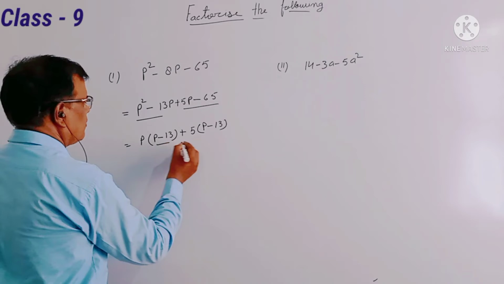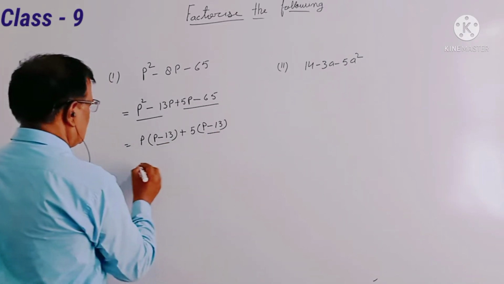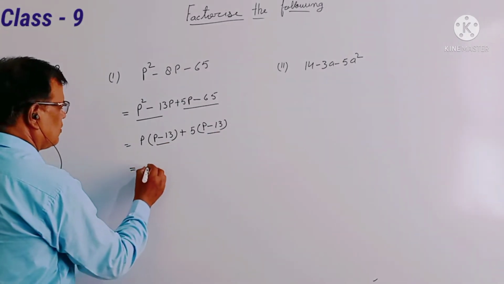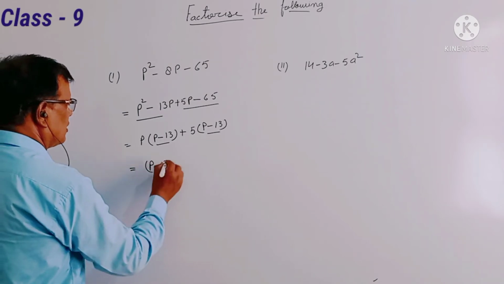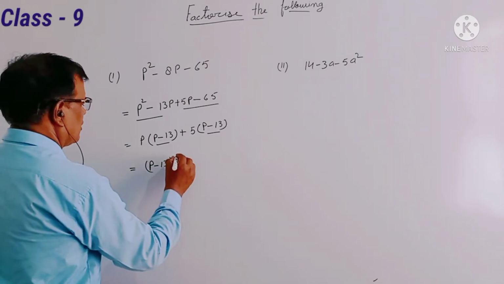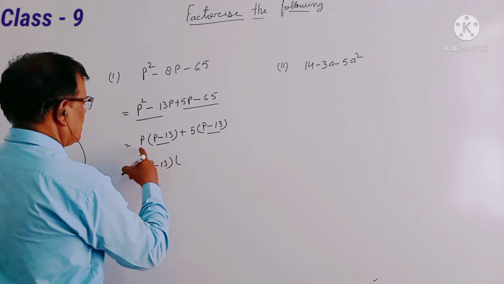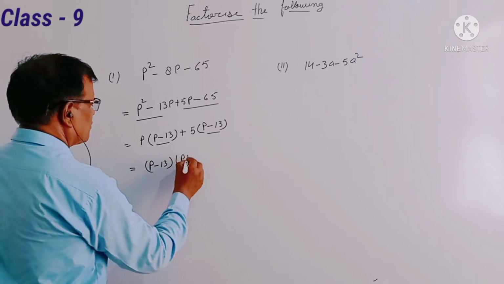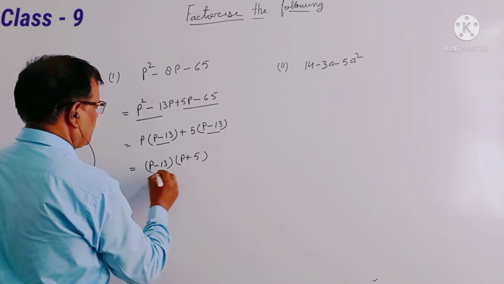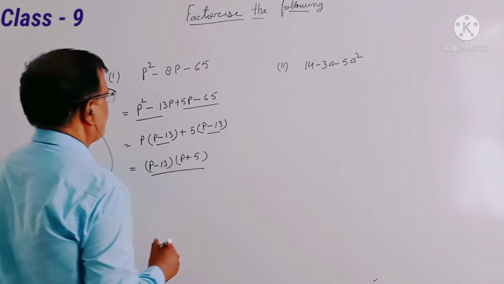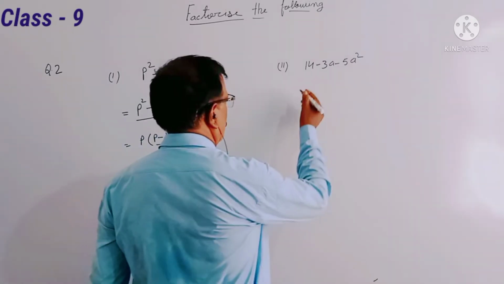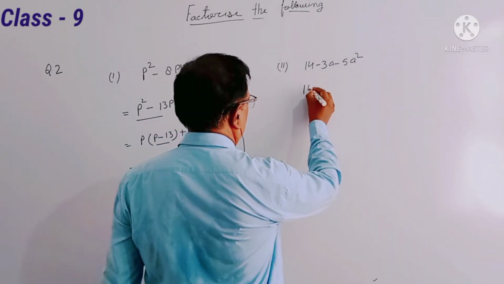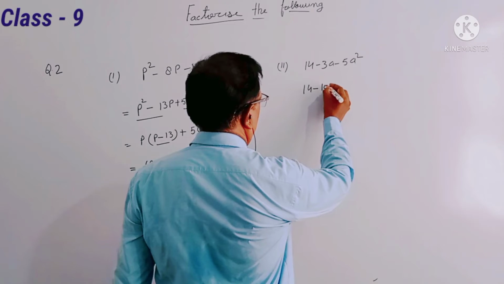Now we see p minus 13 and p minus 13 is common. So we have taken p minus 13 common. Now in the next bracket here will remain p plus 5. These are the two factors of the given p square minus 8p minus 65.